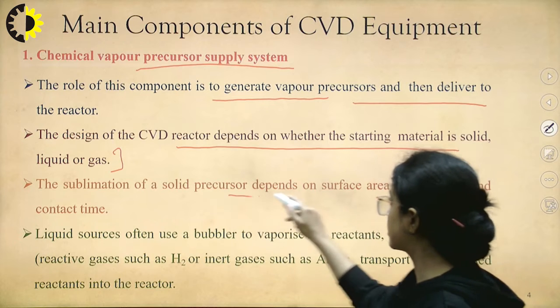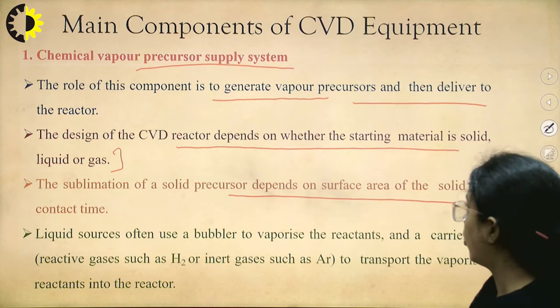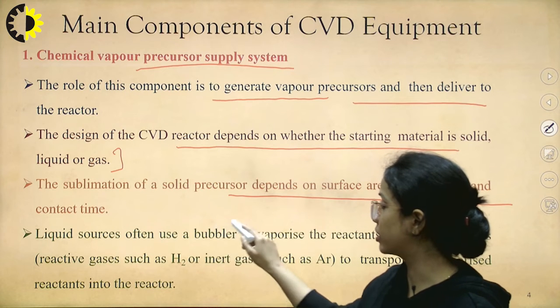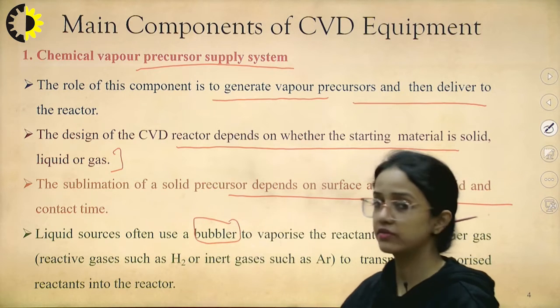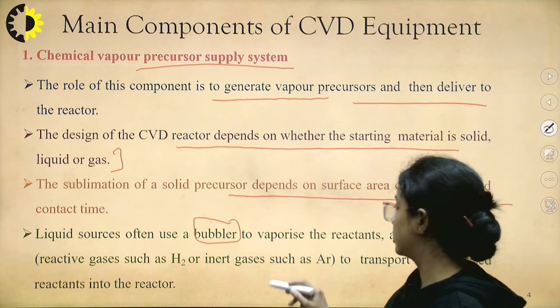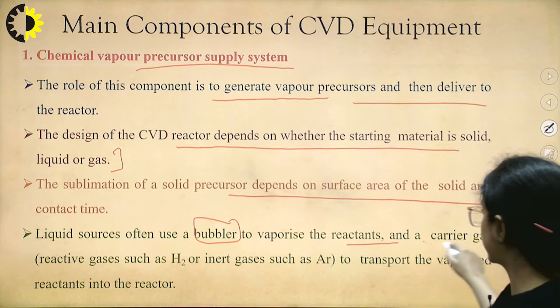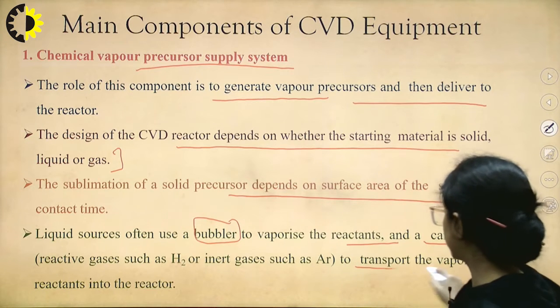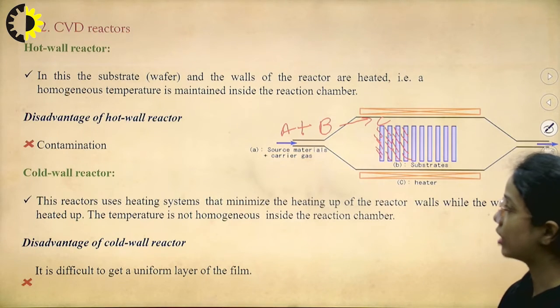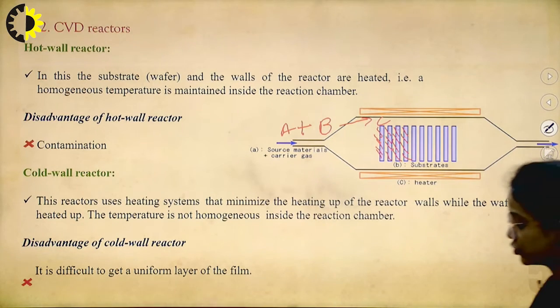Sublimation of solid precursors depends upon the surface area of the solid and contact time. The liquid sources often use a bubbler. So this reactor which we have seen is not for liquid. For liquid we have a bubbler, to vaporize the reactant, with carrier gases to transport the vaporized reactant into the reactor. Now we have two kinds.